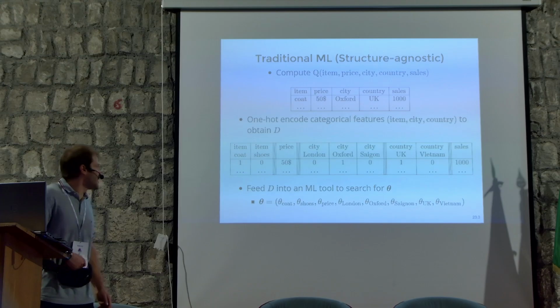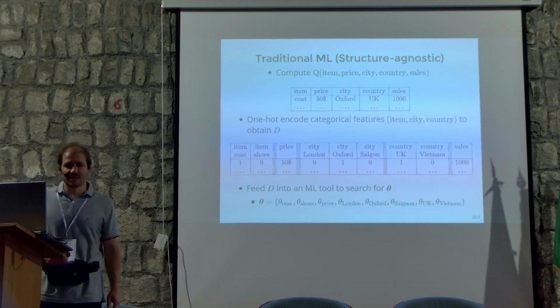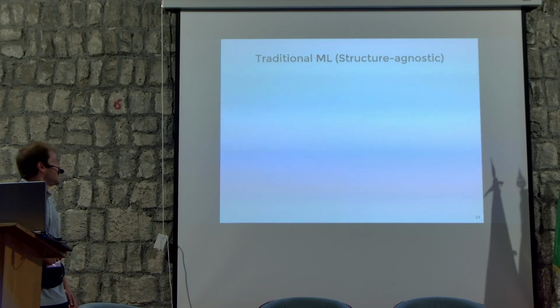And finally, we feed this table into some machine learning tool so that we can extract the best parameter vector theta, which has the same dimensionality as the number of features in this one-hot coded format, so that the inner product of any row in this matrix with this parameter vector will be a good predictor of sales. So this is the target in linear regression.